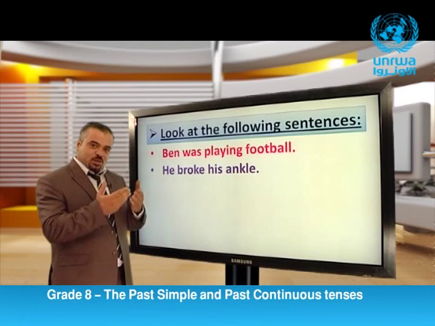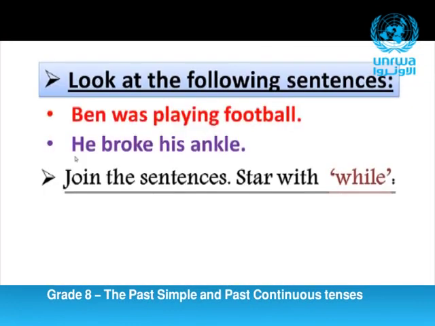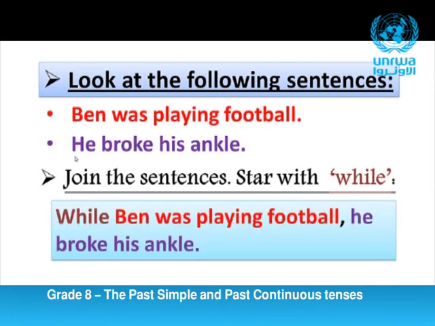So let's see them together. Join the sentences. Start with while. Look, while Ben was playing football, he broke his ankle.